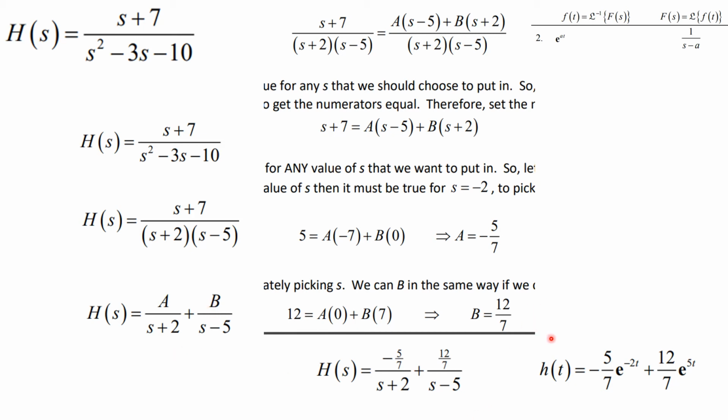And that makes me think of these things in my table because I have these factors of 1 over s minus a. And so what I'm going to do then is solve this using partial fractions. And I will find out that a is minus 5 over 7 and b is 12 over 7. So capital H of s is this times this one plus this times this one. But then I invert the transform using this property, and this is my final answer.